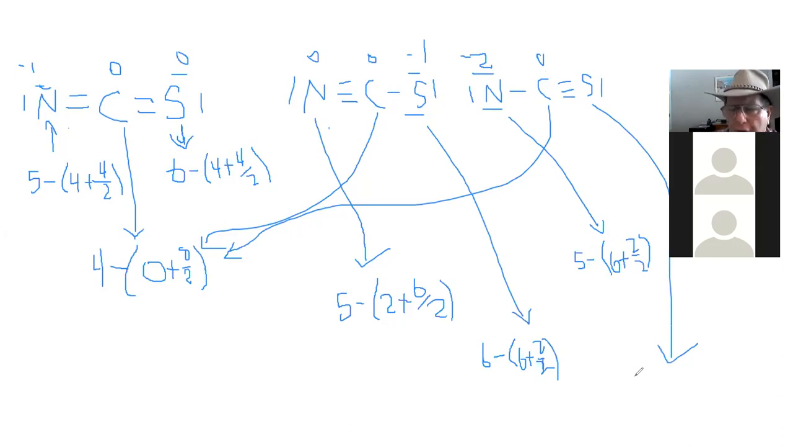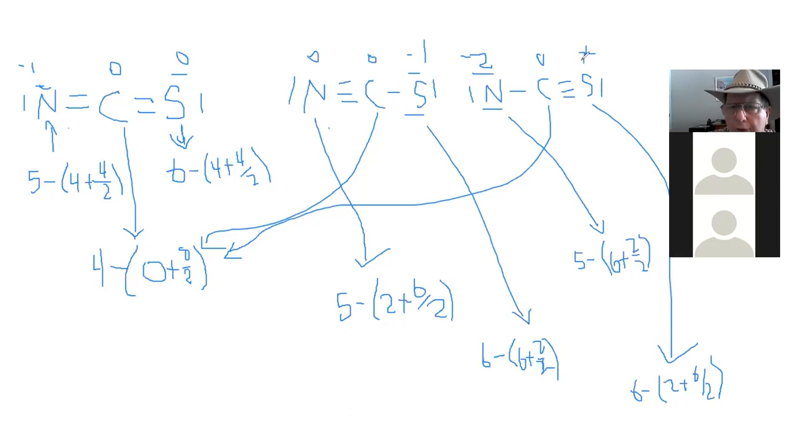Okay, Gabe, last one. Valence electrons around sulfur? 6. Lone pair electrons? 2. Bonding electrons? 6. What's the charge on that sulfur? 6 minus 2 minus 6 over 2, so it'd be +1.